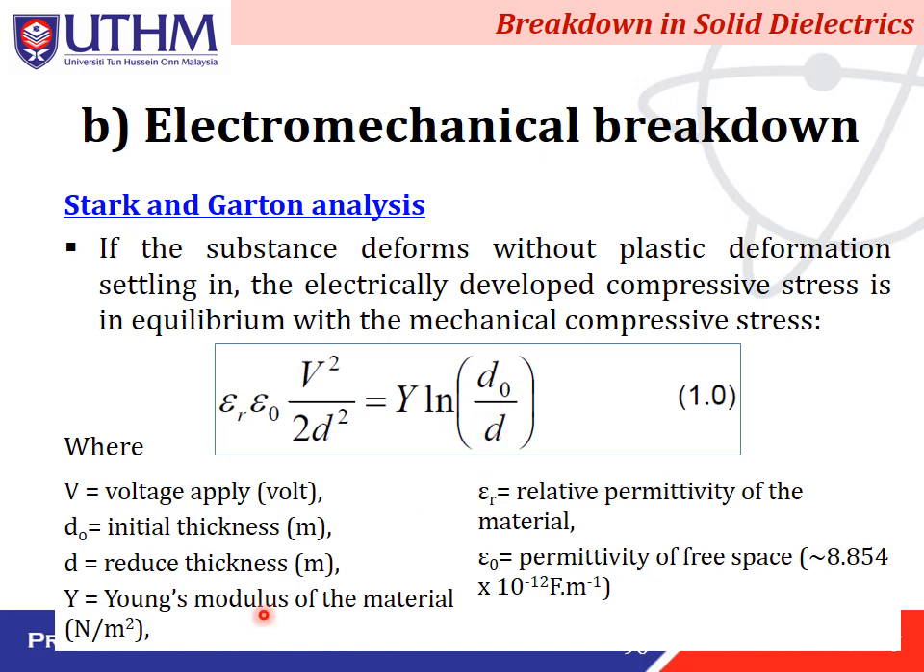For example, V in this equation is the voltage applied in volts, d0 denotes the initial thickness in meters, d is the reduced thickness in meters, and Y is the Young modulus of the material given in newton per meter square. Epsilon R and epsilon naught are the relative permittivity and the permittivity of space. When the question is given, for example, d0 in centimeters, you need to convert it to meters.